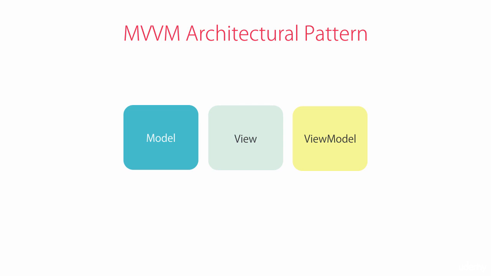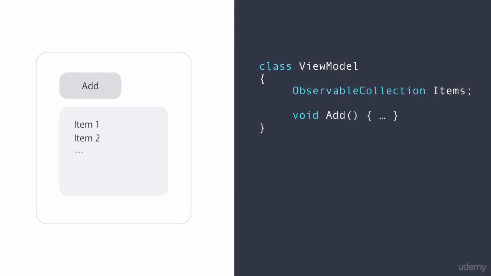So it's a class with properties that represent the state of the view and methods that implement the logic behind the view. For example, imagine we have a page with a list and a button. When the user clicks this button, a new item is added in the list. If we want to create a view model for this view, we need a class with a property like items, which is an observable collection.